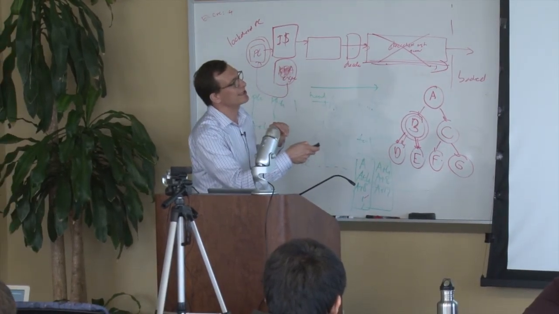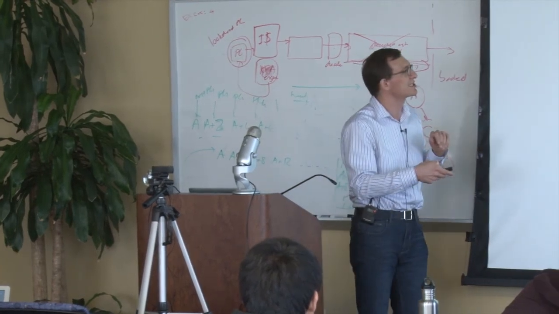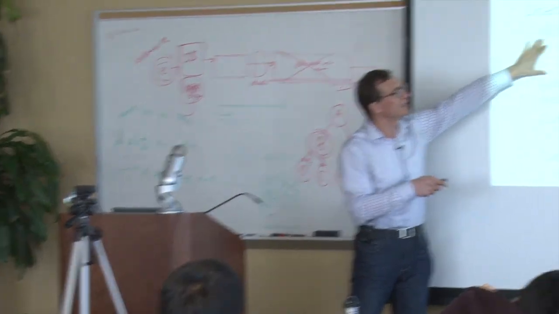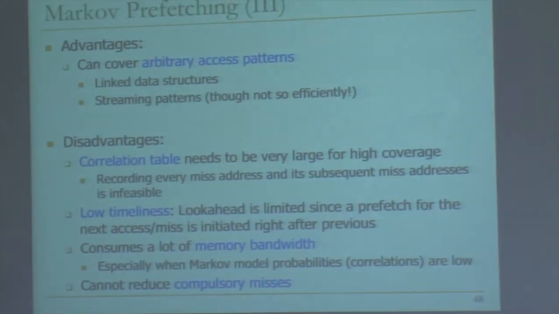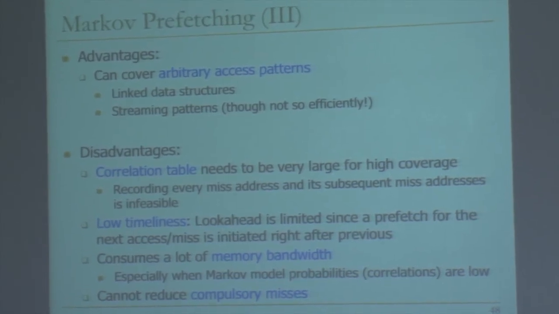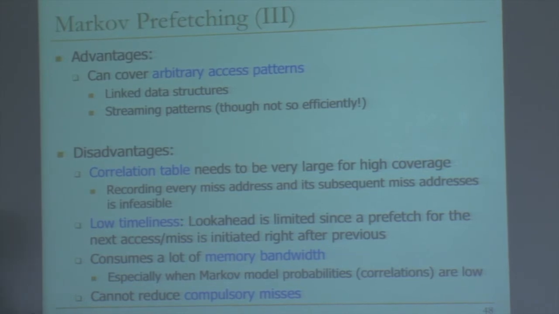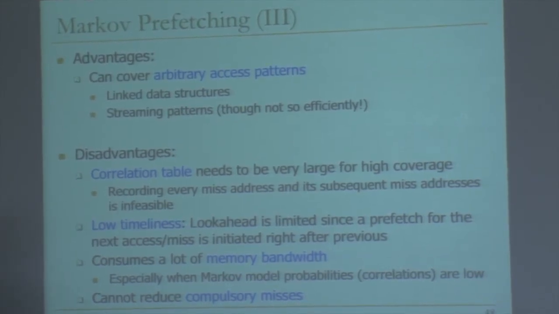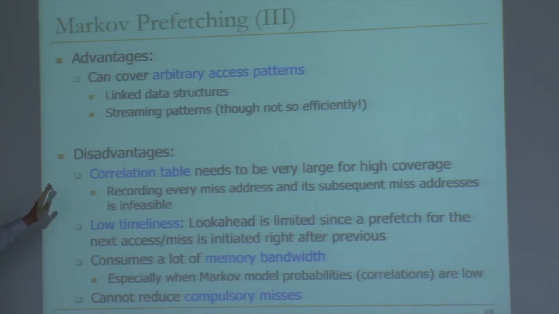And that points to the disadvantage of this Markov prefetcher, which is these correlation tables, or Markov tables, need to be very large for high coverage. So imagine a 1 million entry linked list. You need to record all of those 1 million accesses. Let's say you're traversing this 1 million entry linked list once, twice, three times, four times, five times, the same order. It's great. Your accuracy would be nice. But if you have a small table, you'll forget every address you've seen, right, by the time you reach that address. So your table needs to be very large. And recording every miss address and its subsequent miss addresses is infeasible in hardware. And people have tried to reduce the size with some success, but not a whole lot so far.